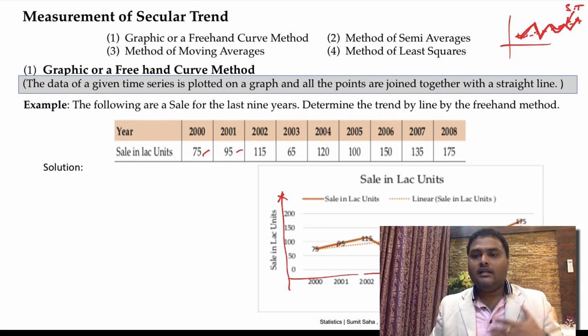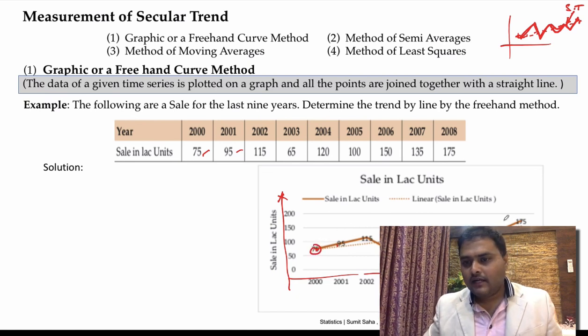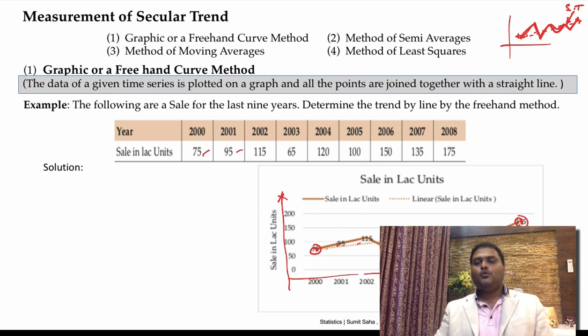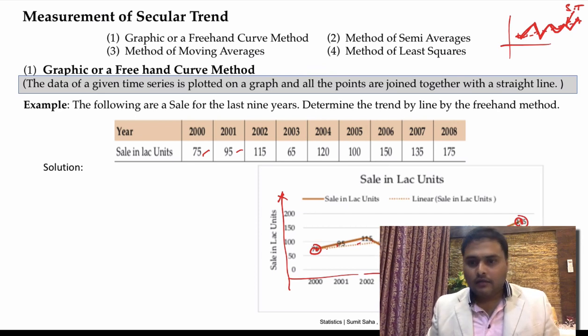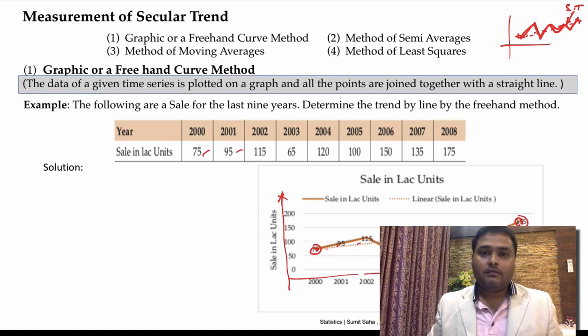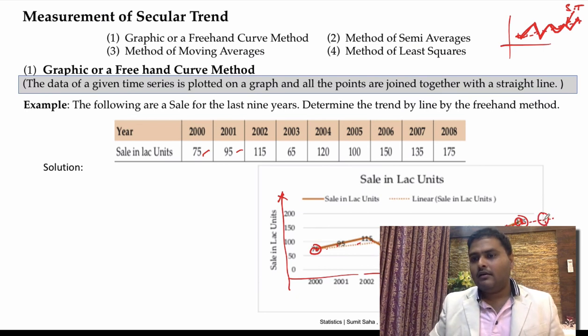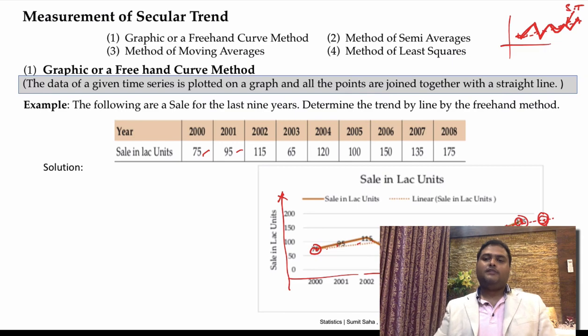Now if I want to find the linear sales, or the secular trend of the sales, I will join this point and this point roughly. Taking the first point and the last point, I join these two by a scale. In short, if I want to project or predict the sales as per the graphic or freehand curve method, I will extend this line like this, and in 2009 I will project that this many units may be sold. You can expect it in that manner.